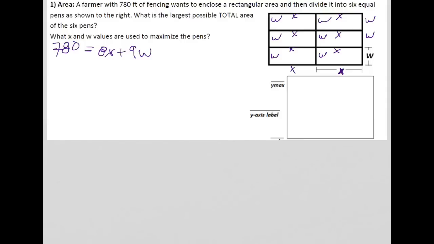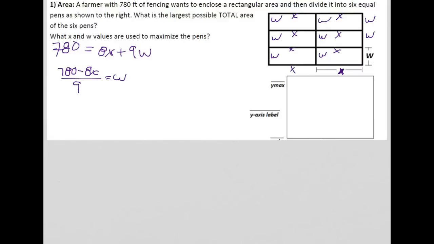So now let's go ahead and solve for one of our variables. I'm going to solve for w, so I'm going to subtract 8x from both sides and divide by 9. So (780 minus 8x) divided by 9 equals w.